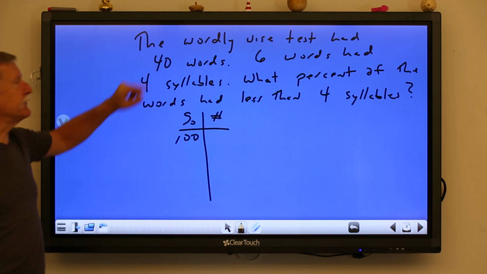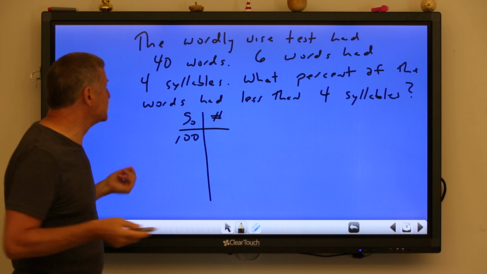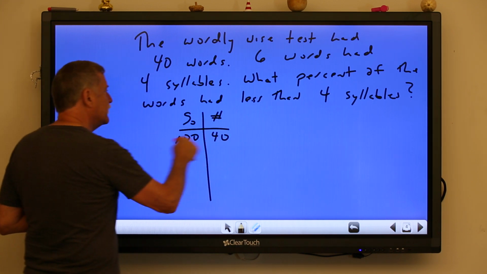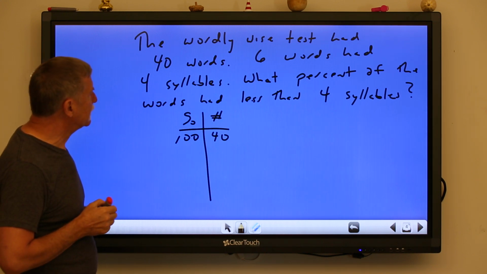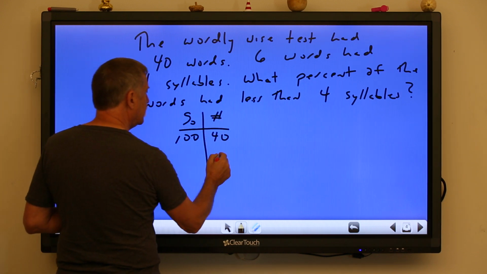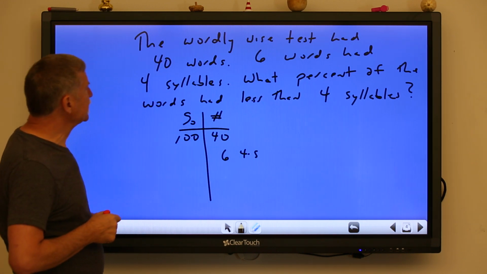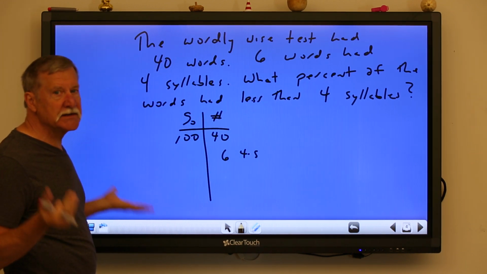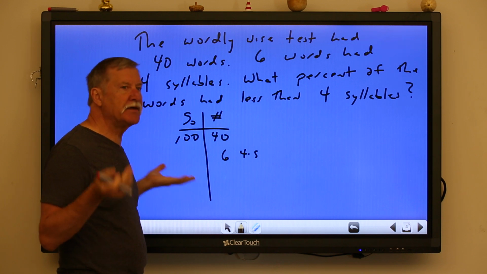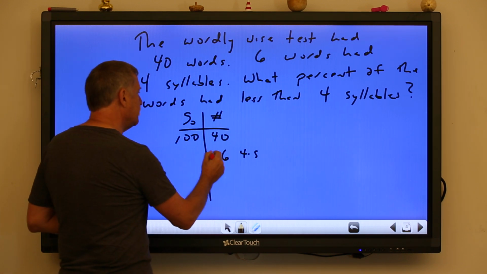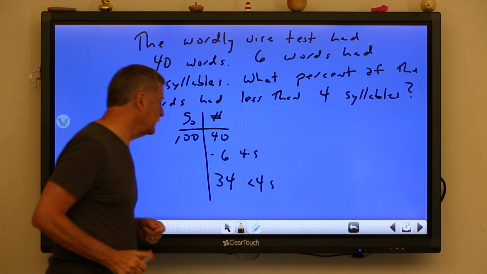And now we look at the numbers they give us. The test had 40 words. That was all the words in the test, right? So that's 100% of the words, so 40 goes with 100%. 6 words had 4 syllables, all right? So 6, that's not a percent, that's here. What percent of the words had less than 4 syllables? Well, that's what's left, right? So if there's 40 total, and there's 6 big words, then we can do 40 minus 6 and say 34 had less than 4 syllables, right?